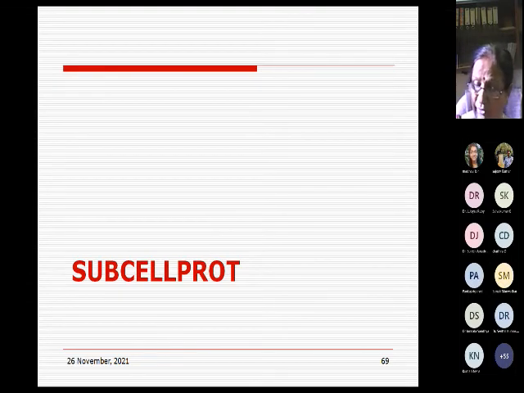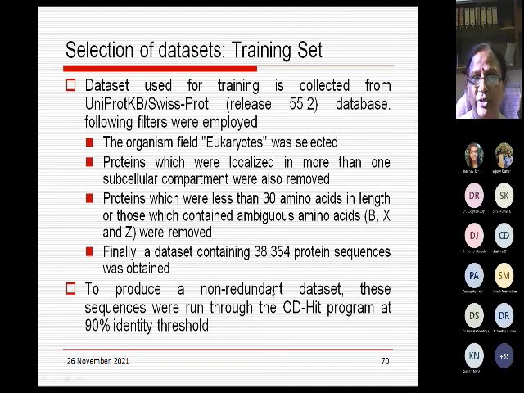Another work which we have done is on subcellular localization prediction. In this, we have used the primary sequences of the proteins. When we collected the data, we used the UniProt database. We used the organism of the eukaryotes and collected the data, and we removed the protein sequences or the hypothetical proteins which had a sequence length less than 30 amino acids, or had some ambiguous amino acids like B, X, and Z. And in this, we finally got the data set of 38,354 proteins.